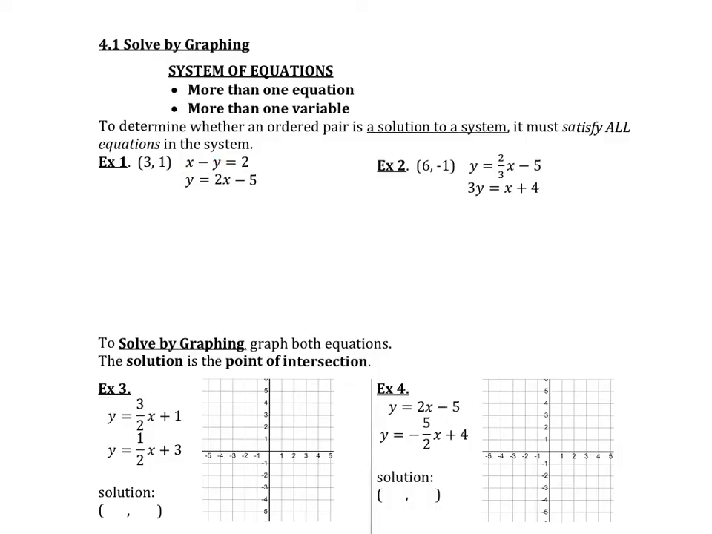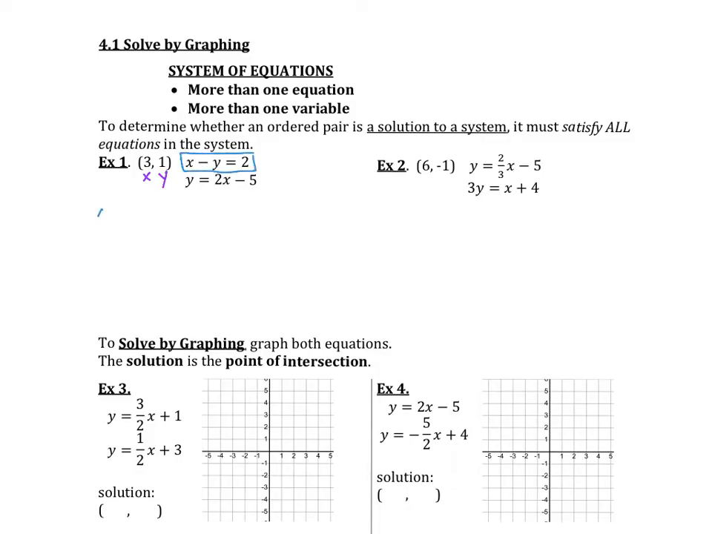To determine whether an ordered pair is a solution to a system, it must satisfy all equations in the system, which means when I plug it in, it needs to check for both equations. Just like when we check these on lines, I'm going to do the same thing except there's two equations instead of one. So this is my x and this is my y because the ordered pair tells me x, y. I need to check that it works in both equations for it to be a solution.